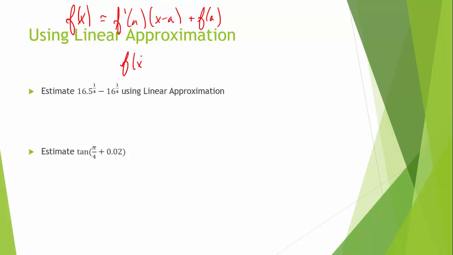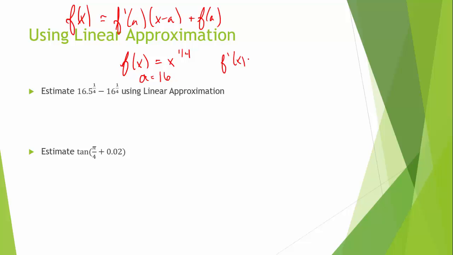Well, f of x is going to be x to the 1/4, because if you notice, what we're doing is we're taking two different numbers and raising them to the 1/4 power. Where are we starting? That's our a value. I think we're starting at 16, and then we're moving 0.5 over. Okay? So let's take the derivative of the function and let's plug it in at 16.